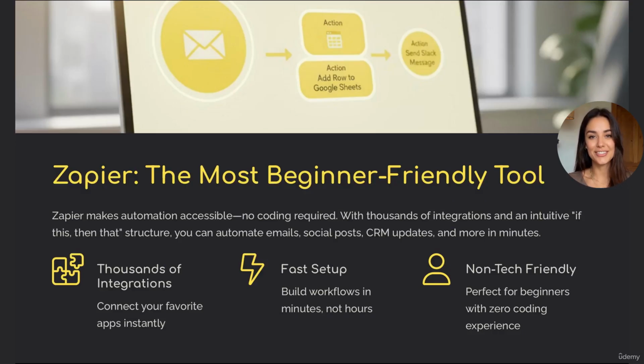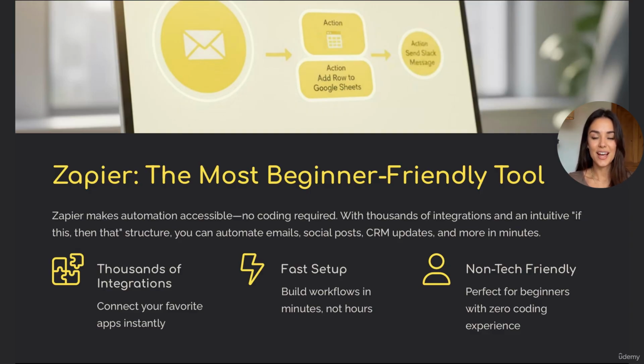Zapier is the easiest and most beginner-friendly automation tool, making it perfect for your first passive income automations. Its interface is clean and simple. You create a trigger, when someone buys my digital product, and then set one or more actions. Send the customer an email, add them to my list, send me a Slack notification.